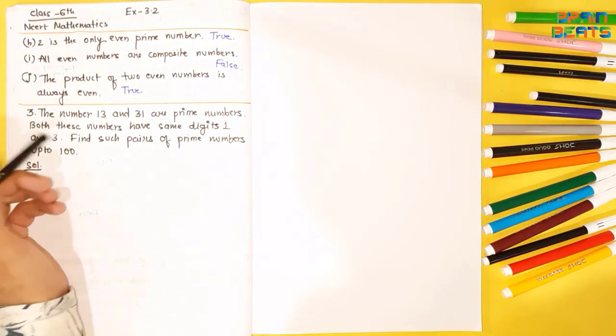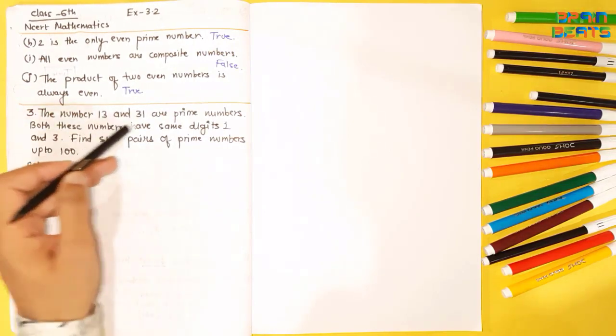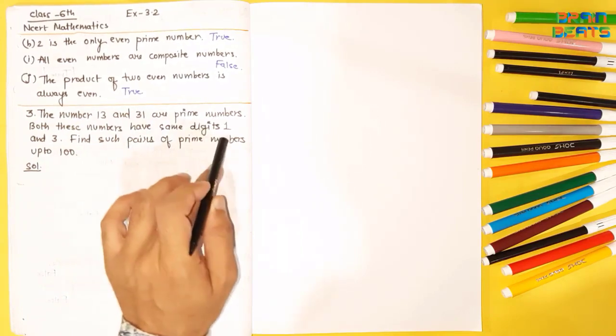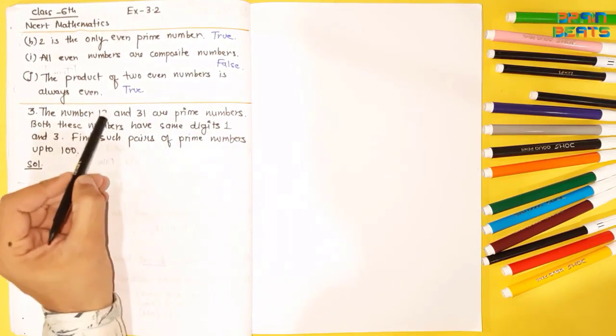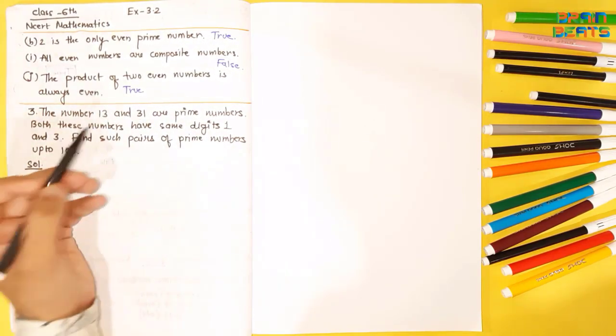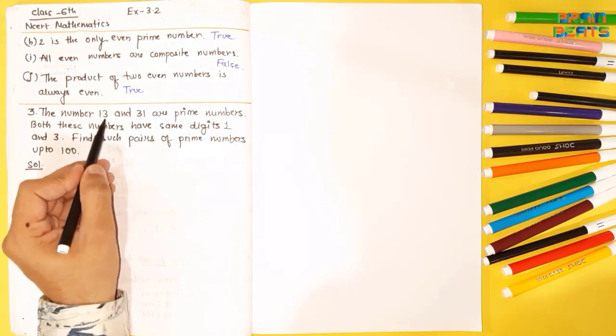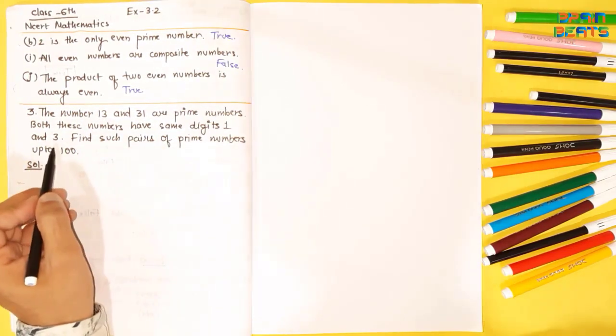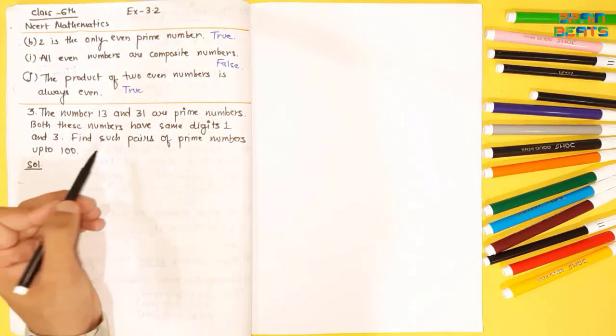The question is like this. The numbers 13 and 31 are prime numbers. Both these numbers have the same digits, 1 and 3. 13 has 1 and 3 and 31 also has 3 and 1. So both have the same digits and both are prime numbers.